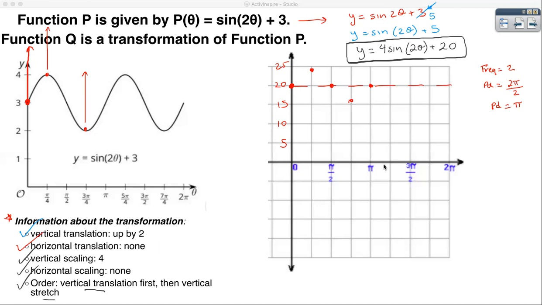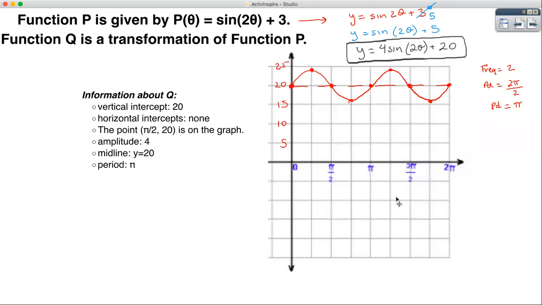All right, I'm going to do it one more time just to finish this up. I'm going to go up to the max at 24, go back to my midline, go down to my min at 16, and then go back to my midline. Once I have that, I can go ahead and draw the actual sine curve, which looks a little bit like this.